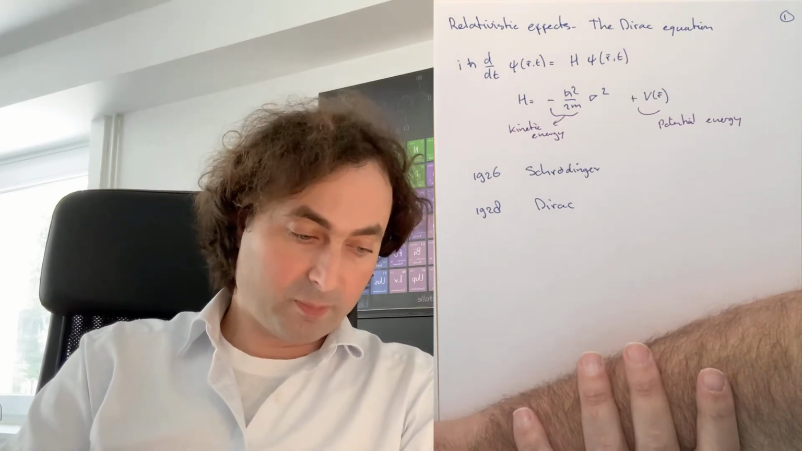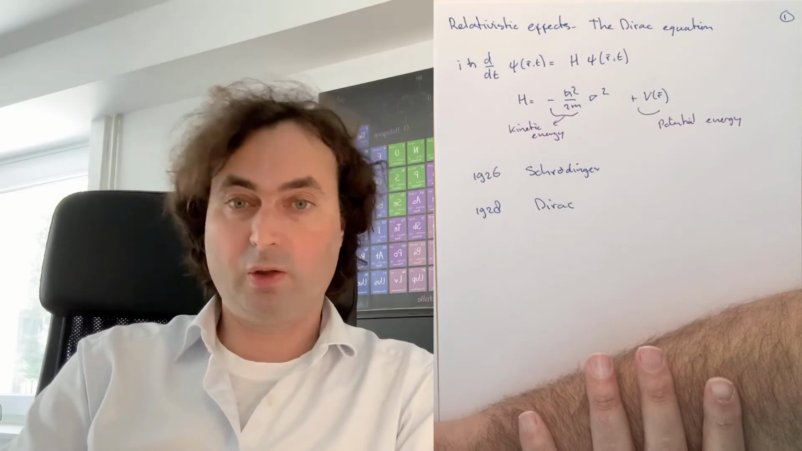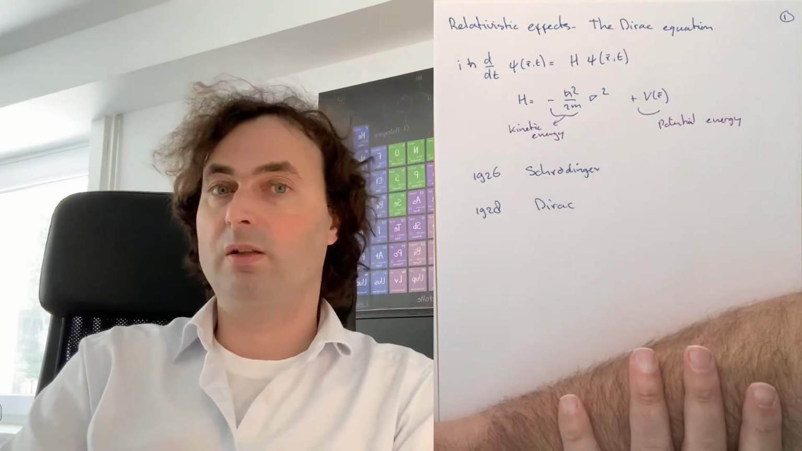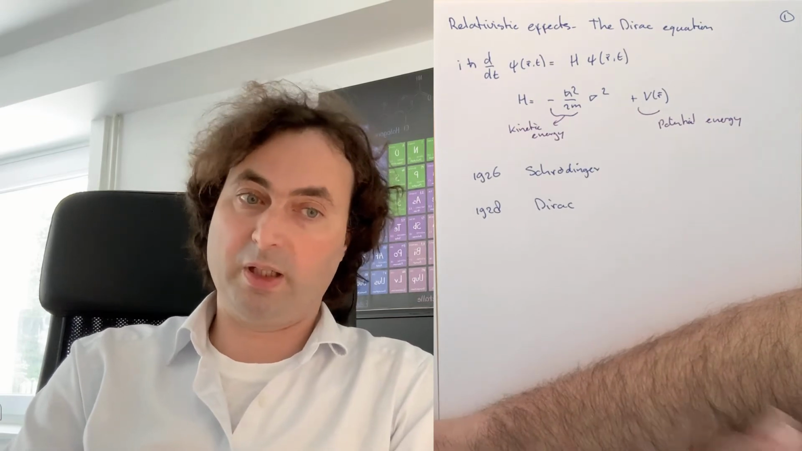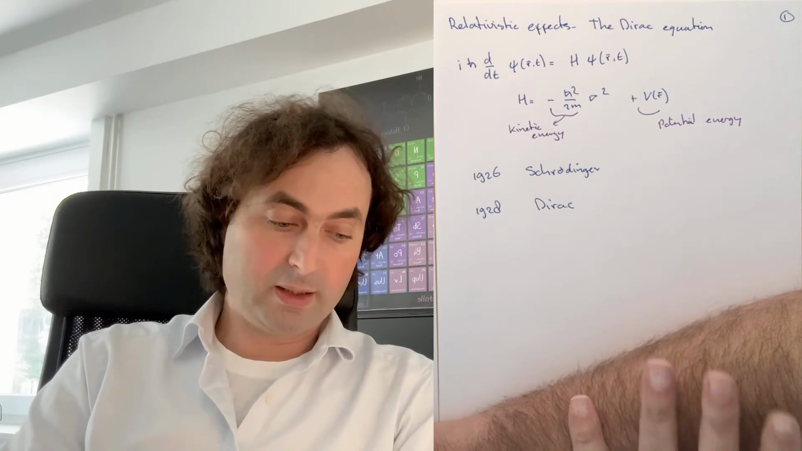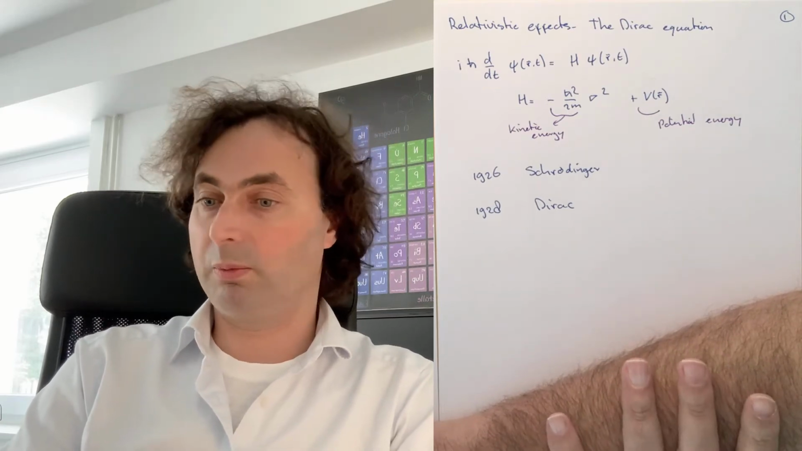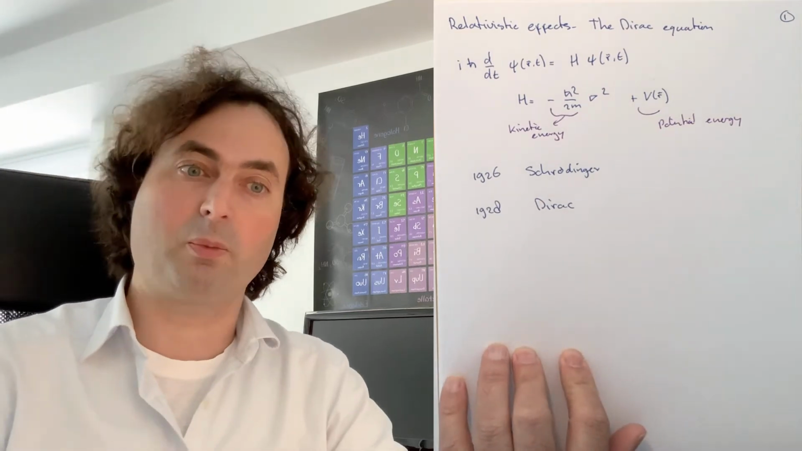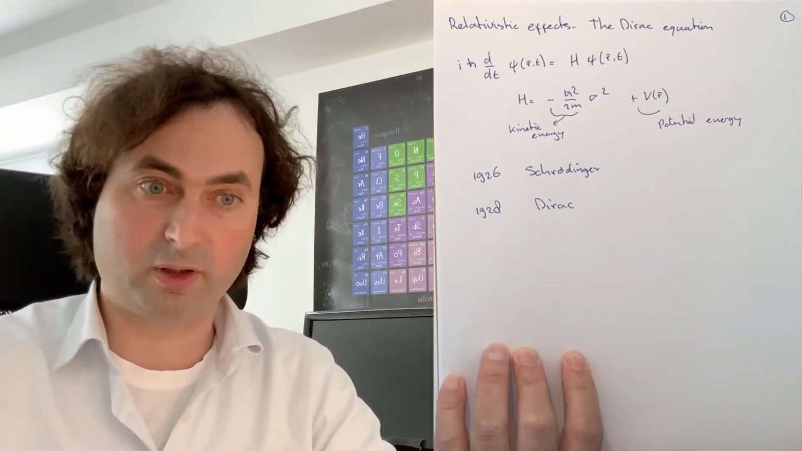So Dirac tried to make the Schrödinger equation relativistic. We know that the equation is not Lorentz invariant, so he tried to make a Lorentz invariant form of the Schrödinger equation, and at the same time wanted to solve the problem of the spin doubling of all our quantum states and see if you find a solution for that.